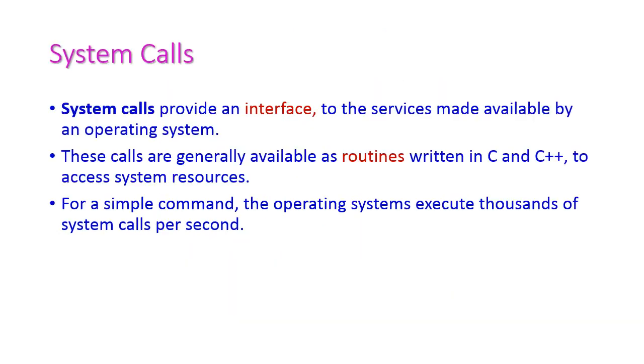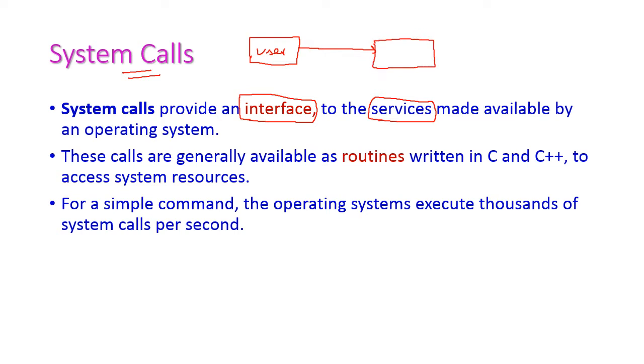First, let us see what a system call is. A system call provides an interface between the user and the operating system to provide services to the user by accessing the system resources. Here the user tries to access the computer system resources. It may be either hardware resources or software resources. That will be possible only by means of system calls.